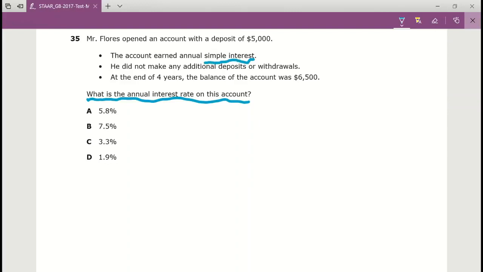It says simple interest, so we should write down our simple interest formula, which is given to us on our STAAR reference sheet. I equals PRT. I is our interest, P is our principal, the initial amount of money we invest, R is our interest rate, and T is our time. Alright, so we should probably start off by writing out the things we do know.